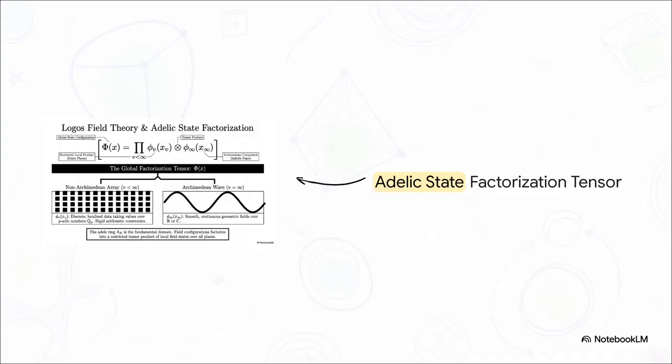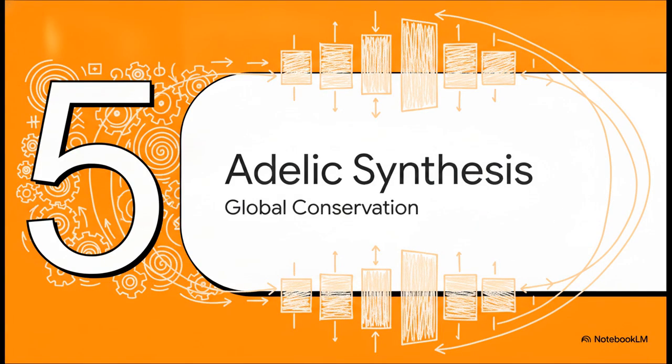Take a look at the Adelic state factorization tensor to really see how this dynamic operates. The global state configuration is represented as a restricted tensor product. It perfectly locks together the non-Archimedean array, those discrete, super-rigid p-adic data packets, with the Archimedean wave, which represents our continuous geometric fields. It's basically the ultimate mathematical handshake between two different dimensions of reality. Okay, almost at the top.